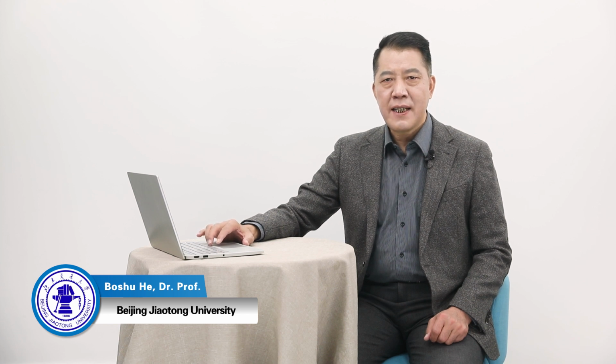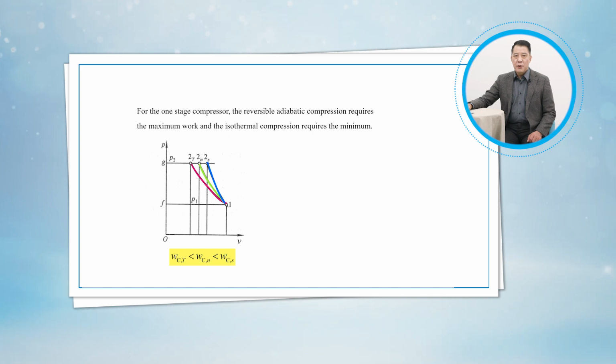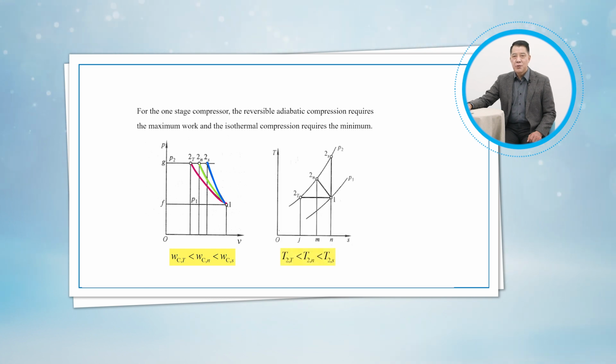The topic of this task is minimizing the compression work. For the one-stage compressor, the reversible adiabatic compression requires the maximum work, and the isothermal compression requires the minimum. The three processes are also plotted on a T-S diagram in the figure for the same inlet state and exit pressure. The reversible adiabatic compression reaches the maximum temperature, and the isothermal compression maintains the minimum.